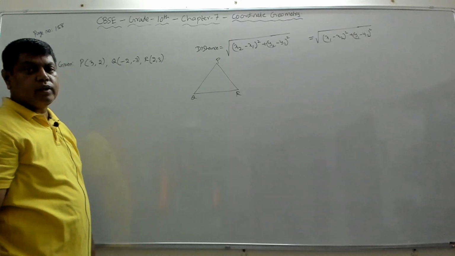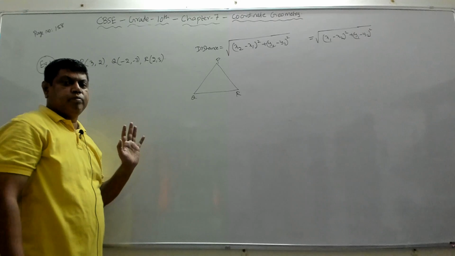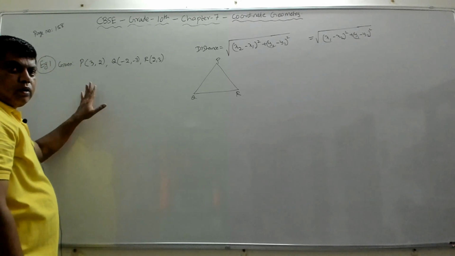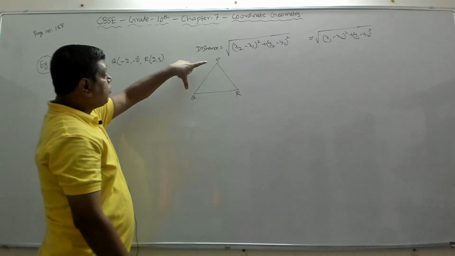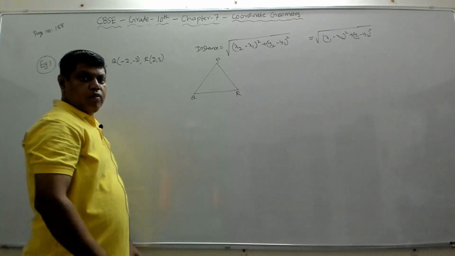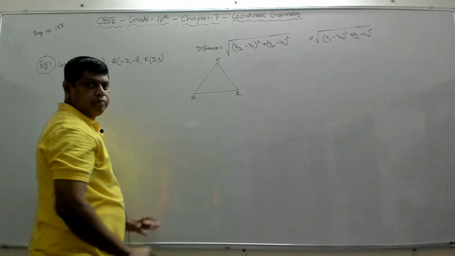So we should make sure that these three given points satisfy the triangle inequality. The sum of any two sides of the triangle should be greater than the third side. That's what we are going to verify here. For that we should find PQ, QR and PR, which means we should find the distance between P and Q, Q and R, and P and R.